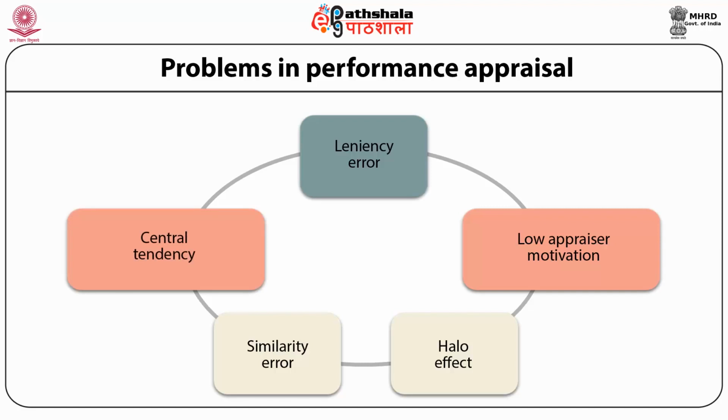Then central tendency. This is another problem in an appraisal system, because nobody wants to give any extreme marks. Neither do you give outstanding marks, nor do you give him or her low marks, because in the case of outstanding marks you need to give a reason, and vice versa as well. That is why people want to get away with giving central marks on the Likert scale. So these are a few problems which normally creep into the performance appraisal system. Any quality performance appraisal system should take care of these as well.